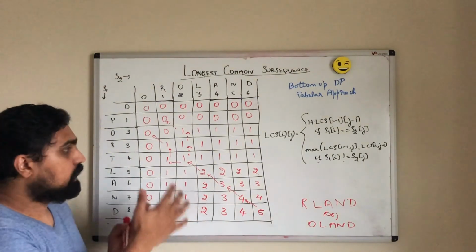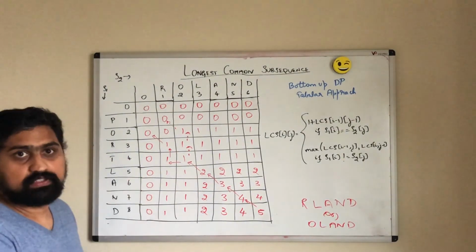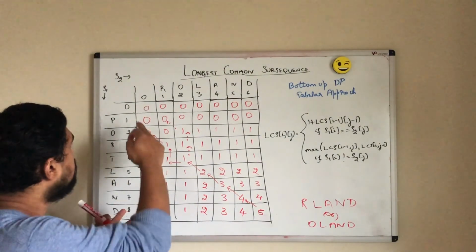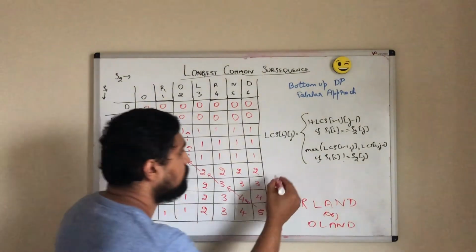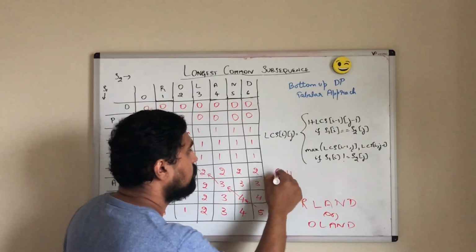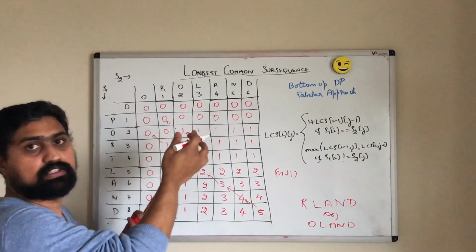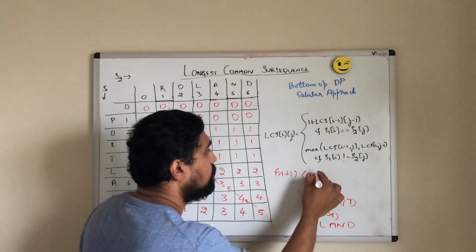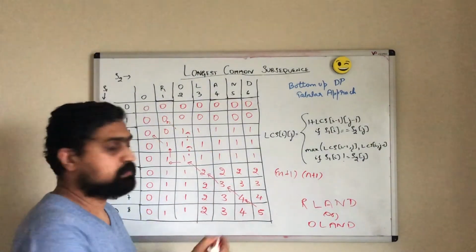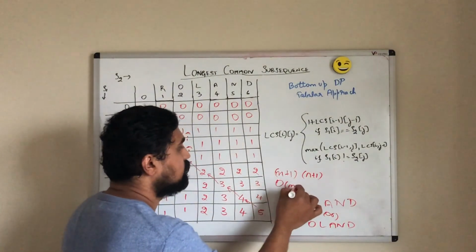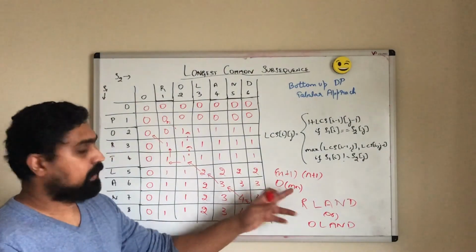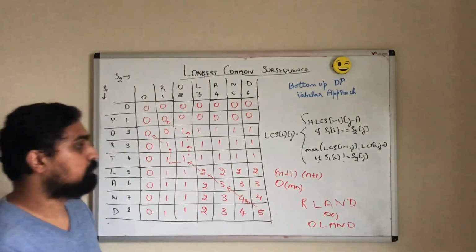So the total number of computations is equal to the size of this table. If m is the number of characters in string S1, then the total number of rows will be equal to m plus 1. And if n is the number of characters in string s2, then the total number of columns is n plus 1. So the computation time, the time complexity, is big O of m times n.